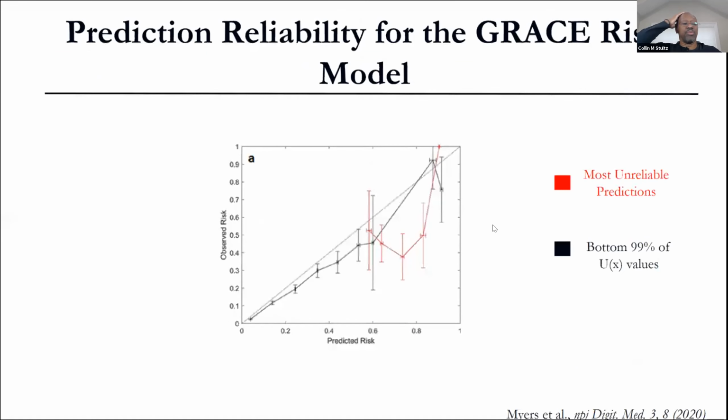So we built this model and applied it to known existing risk scores. And here, this black line is a calibration plot, observed risk versus predicted risk. The black line is for the patients that have low unreliability, that are most reliable. And for the red line, you see that it is the most unreliable predictions, those patients that have high values for this unreliability score U of X. And you can see that the predictions are wrong in this case.